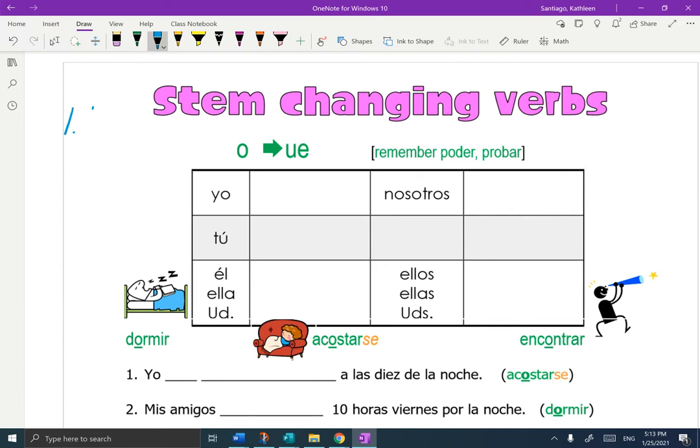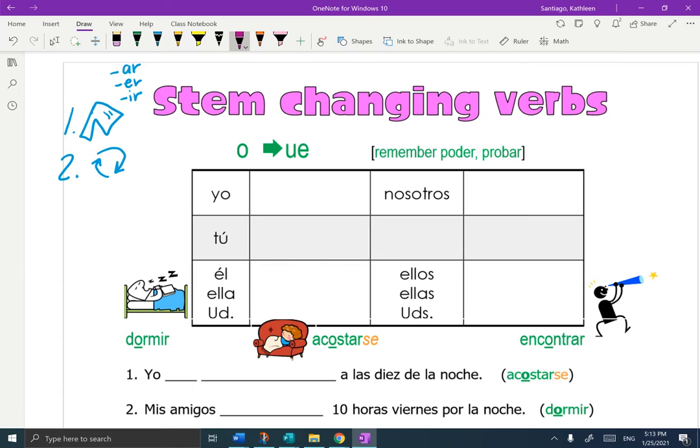Step 1, we're going to chop. What are we chopping? We are chopping off the ending of the infinitive verb, either AR, ER, or IR. What we're left with is called the stem. Step 2 in a stem changing verb is to make the change.